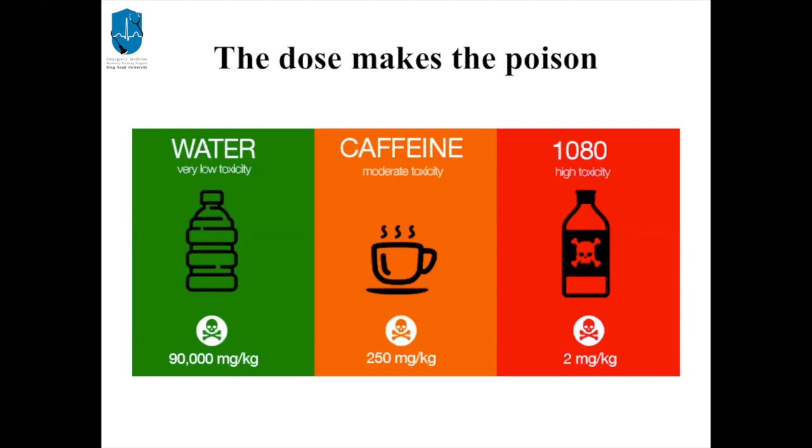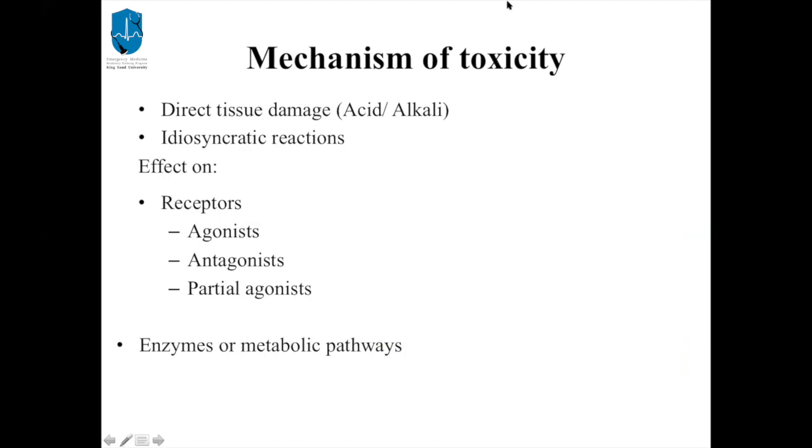Right, how do toxins cause poisoning? What's the mechanism of toxicity? So there are several mechanisms. It's impossible to confine them to specific mechanisms, but these are the most common ones. So you have direct tissue damage from corrosive substances like acid or alkali. Sometimes some substances may cause idiosyncratic reactions, which are reactions that are not usually expected. That's why it's called idiosyncratic.